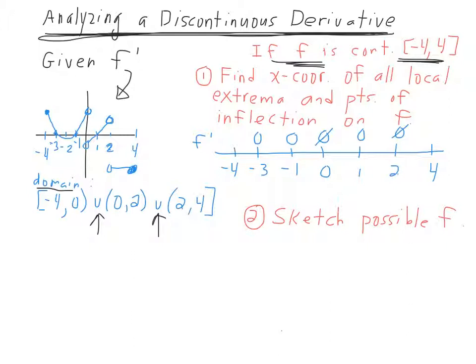Okay, so let's go through and let's get our signs. Between -4 and -3, we can see our derivative is positive since it's above the x-axis. Between -3 and -1, we see how it's below, so we have a negative derivative there. Between -1 and 0, it's above, so it's positive. Between 0 and 1, it's below, so that would be a negative. Between 1 and 2, it's above, so that's a positive. And then between 2 and 4, we see it's below, so that's a negative.